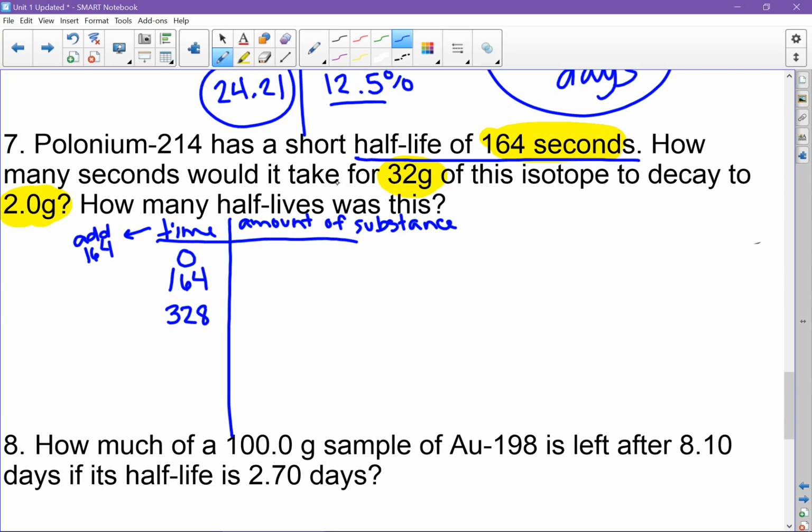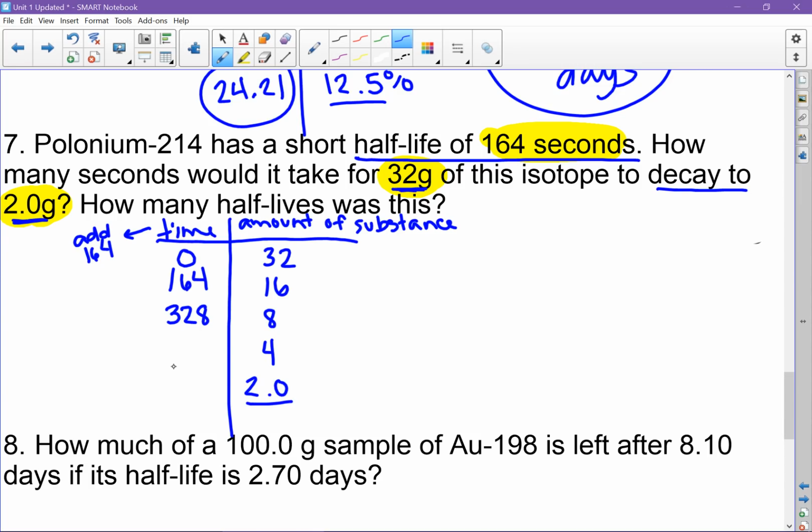So I have two amounts. It said it started with 32 grams of the isotope and it decayed to 2 grams. That means 2 grams happened at the end and the 32 grams was the original amount. So in this column, we're just going to divide by 2. So 32 divided by 2, I have 16 grams after one half-life. If I divide it in half again, I get 8. If I divide it in half again, I get 4. And if I divided it in half again, I would get the 2 that I wanted.